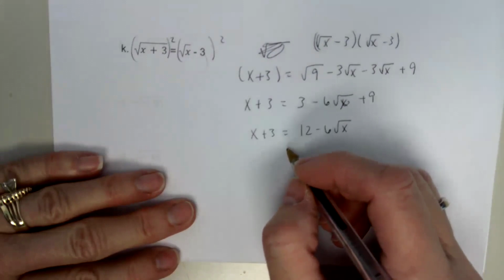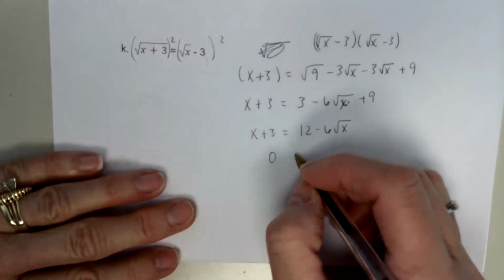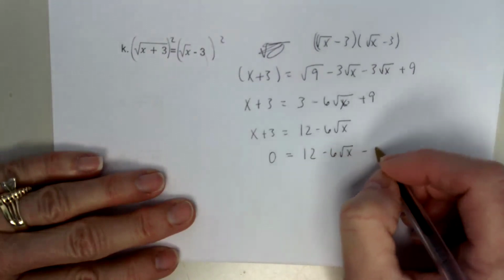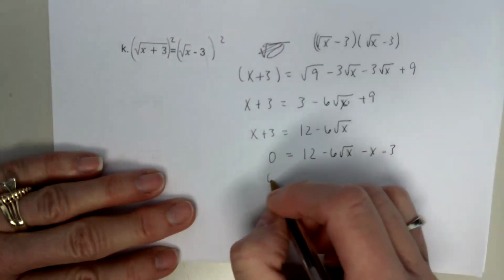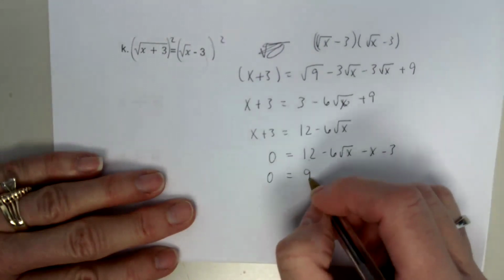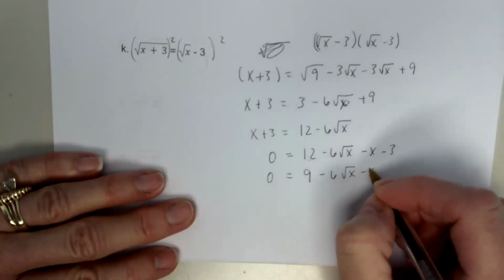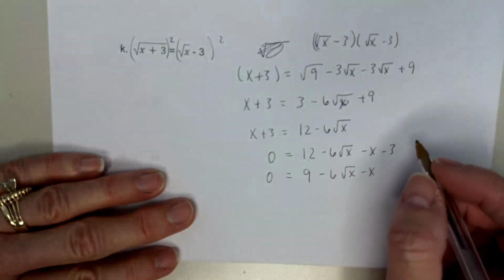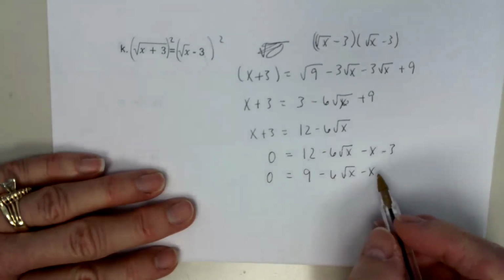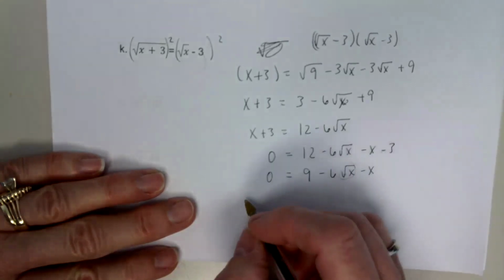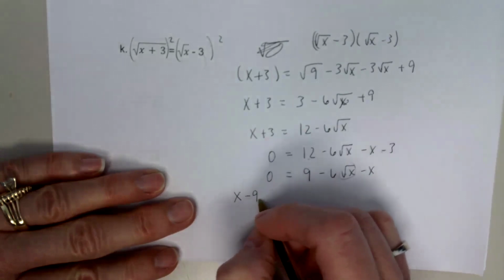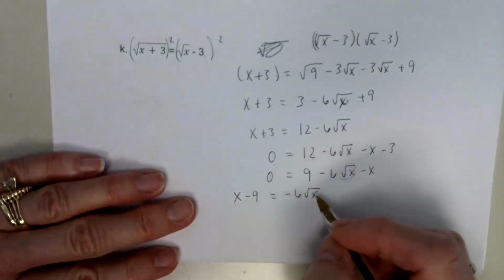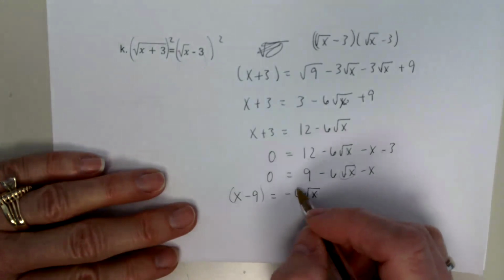And I'm going to move everything to one side. So 0 equals 12 minus 6 times the square root of x minus 3. So 0 equals, combining 12 and 3 is 9 minus 6 times the square root of x minus x. So I need to get rid of this square root. So I'm going to move everything to the left except for this square root. So I'll have x minus 9 equals minus 6 times the square root of x. And to get rid of this square root of x, I need to square both sides.